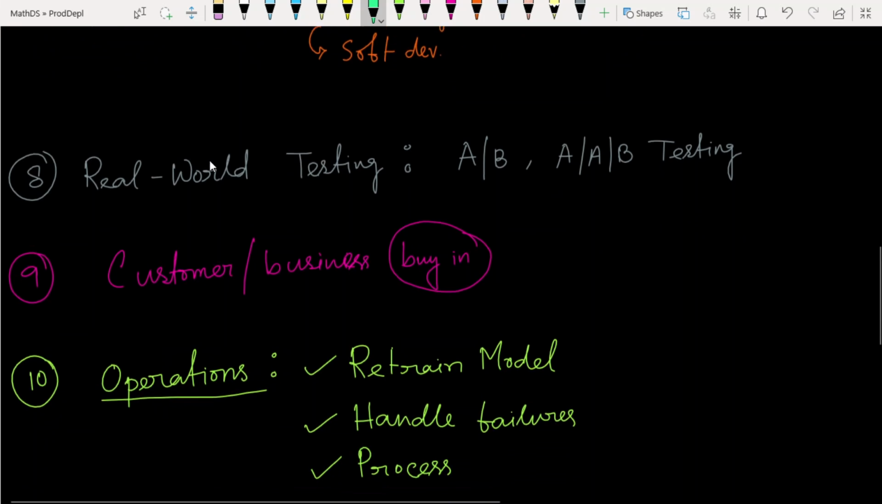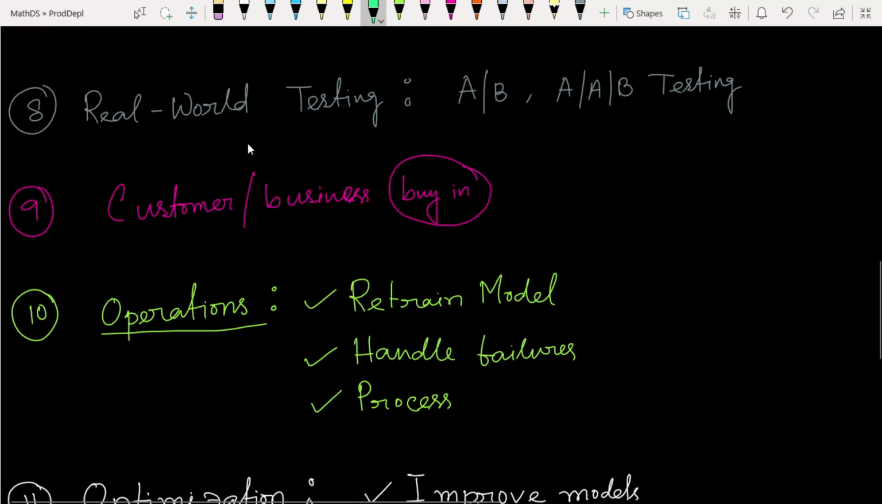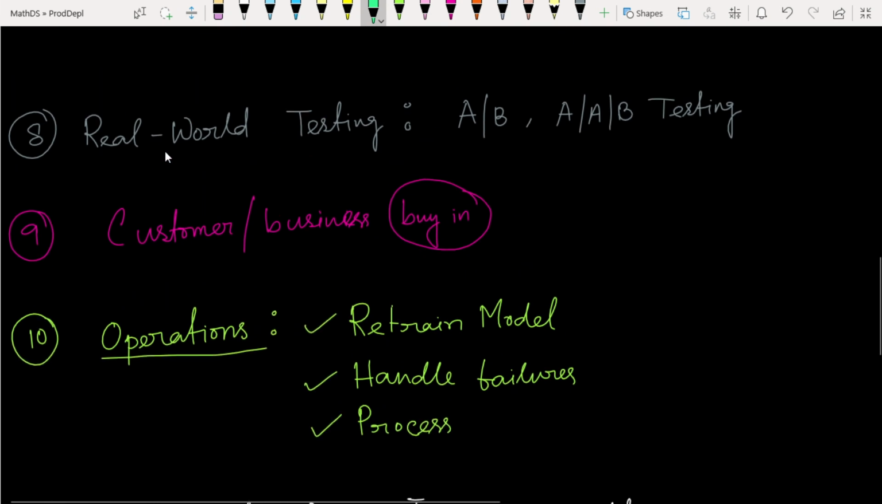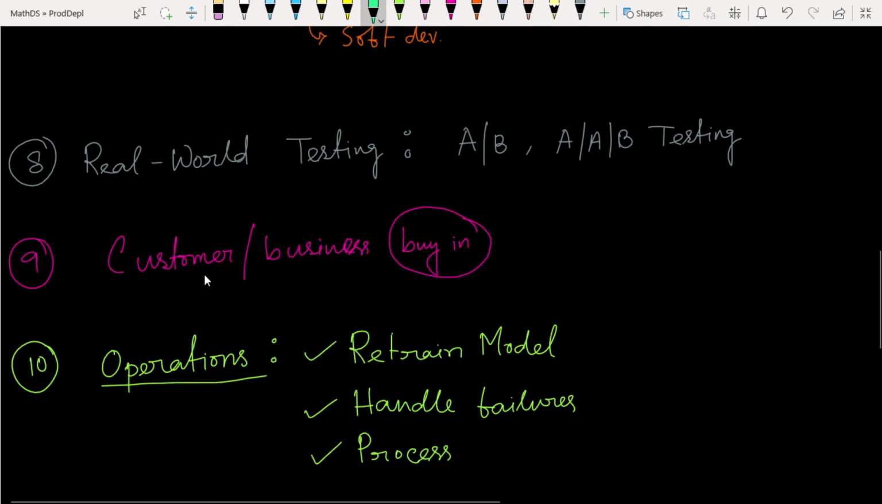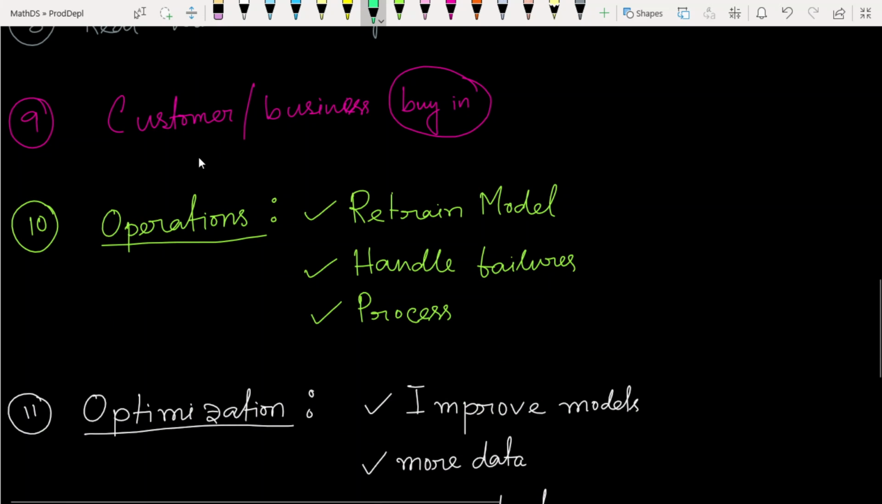Now after putting it in our applications or website, we have to test it, to see whether the model actually works well or needs some improvement. For testing, we have already learned A/B testing, A/A/B testing, that kind of thing. After the testing is okay, then we have to market these models to our customers.